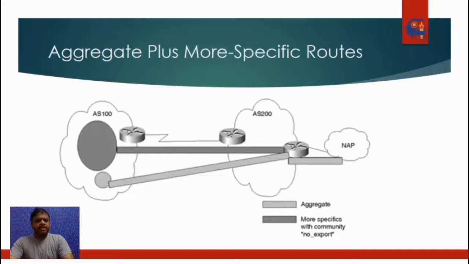It's possible. This is done by having Autonomous System 100 tag all the more specific updates with the community attribute no-export while leaving the aggregate as is. When Autonomous System 200 gets this update from Autonomous System 100, it will recognize the community assigned to Autonomous System 100's specific routes as a request not to forward the updates to the external peers. In this case, it is NAP. The aggregate will be propagated as usual to the NAP and other peers.